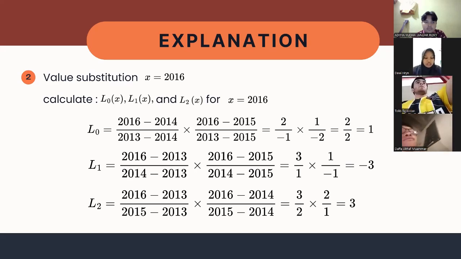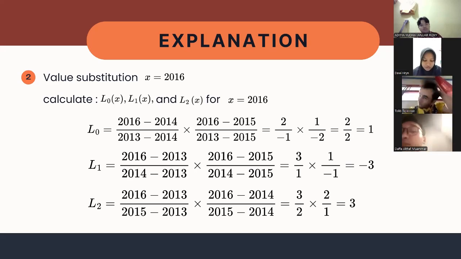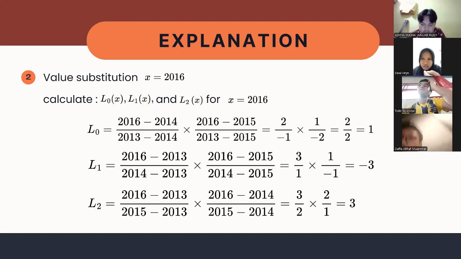So the L1 is 2016 minus 2013, divided by 2014 minus 2013, multiplied by 2016 minus 2015, divided by 2014 minus 2015, which is equal to 3 divided by 1, multiplied by 1 divided by minus 1, and so equal to minus 3.